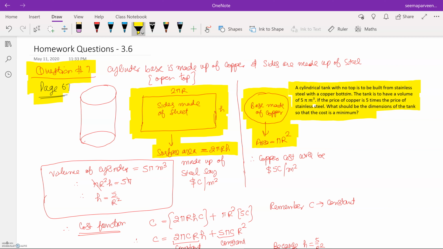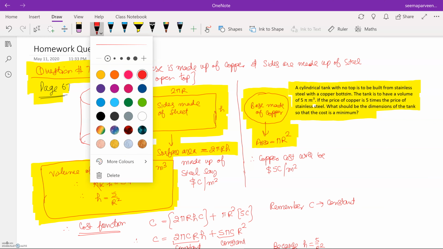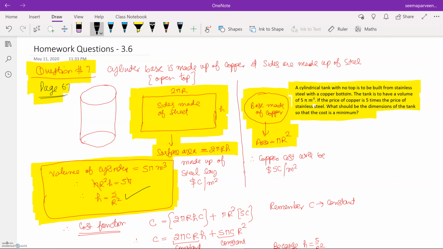Then the question says the volume of the cylinder is 5 pi meter cube, and the equation for finding the volume of a cylinder is pi r square h, area of the base times height, and this is equal to 5 pi. This equation will help us to write a relationship between height and radius of the cylinder.